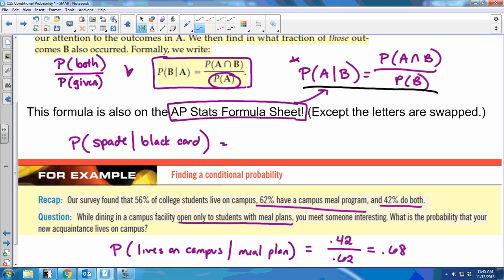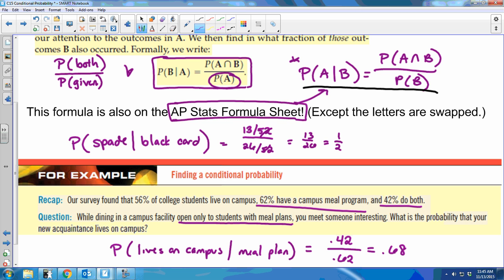How many spades are there? 13, and they're all black, right? So the intersection of spades and black cards is 13 out of 52, divided by the probability of the black card. How many black cards are there? 26. So you get 13 out of 26, which is a half.